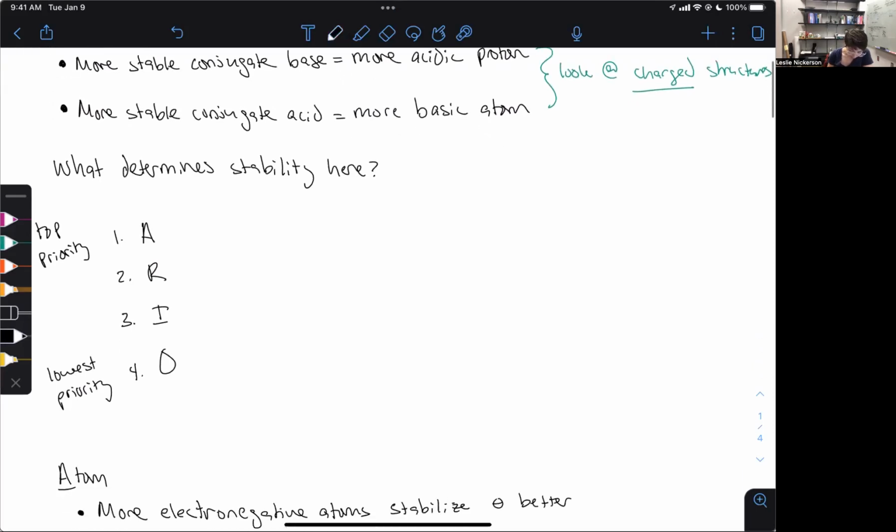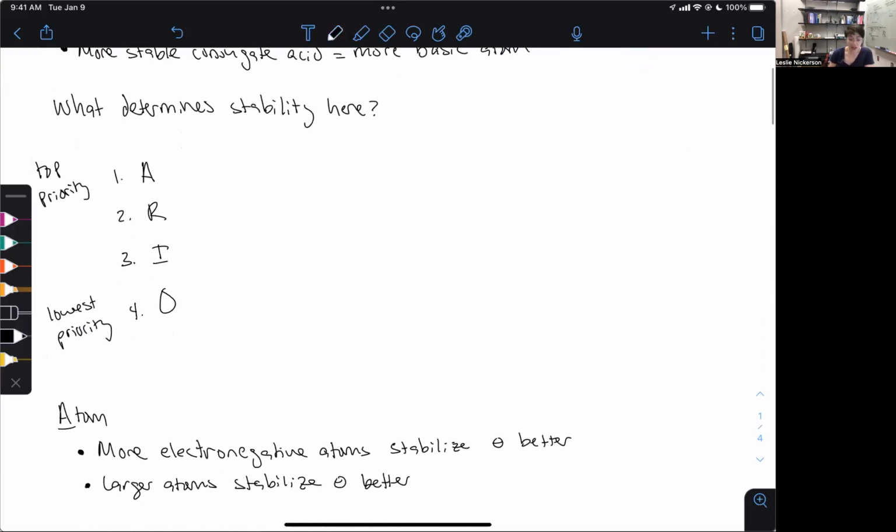So the factors that we're going to use, A is going to be atom. What atom is your charge on? That makes a huge difference in terms of how well that charge is going to be stabilized. R is resonance. Is that charge delocalized? That delocalization is going to help stabilize that charge. I is induction.